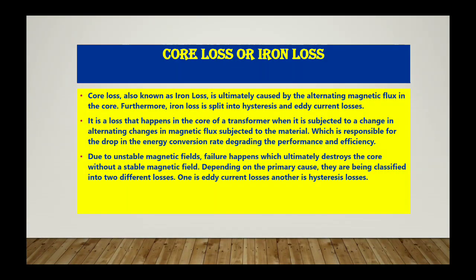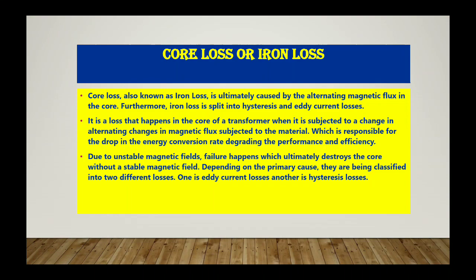Now the first one is the core loss or iron loss. Core loss, also known as iron loss, is a constant loss because it is ultimately caused by the alternating magnetic flux in the core. And we know that the alternating magnetic flux in the core is produced by the rated supply voltage. If the rated supply voltage is constant, then the core loss is also constant. Furthermore, iron loss is split into two categories: one is hysteresis loss, another is eddy current loss.